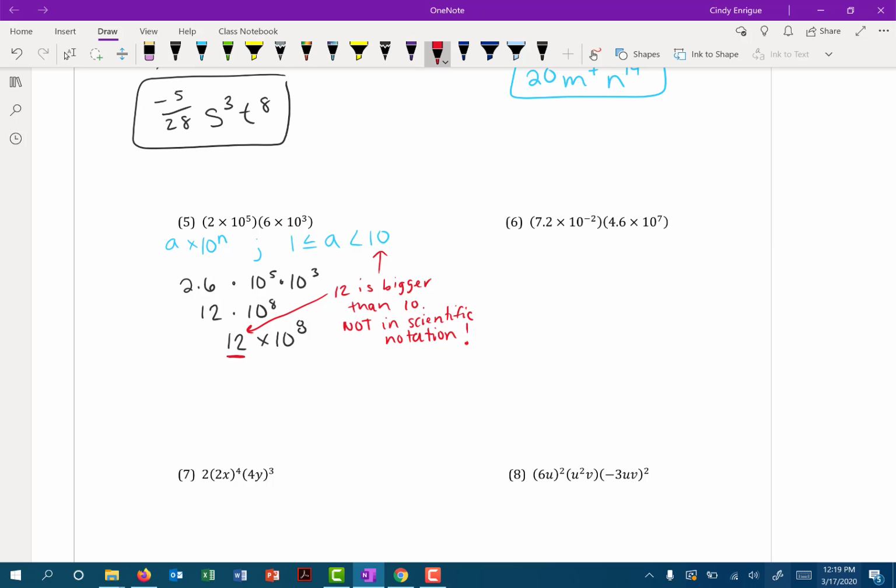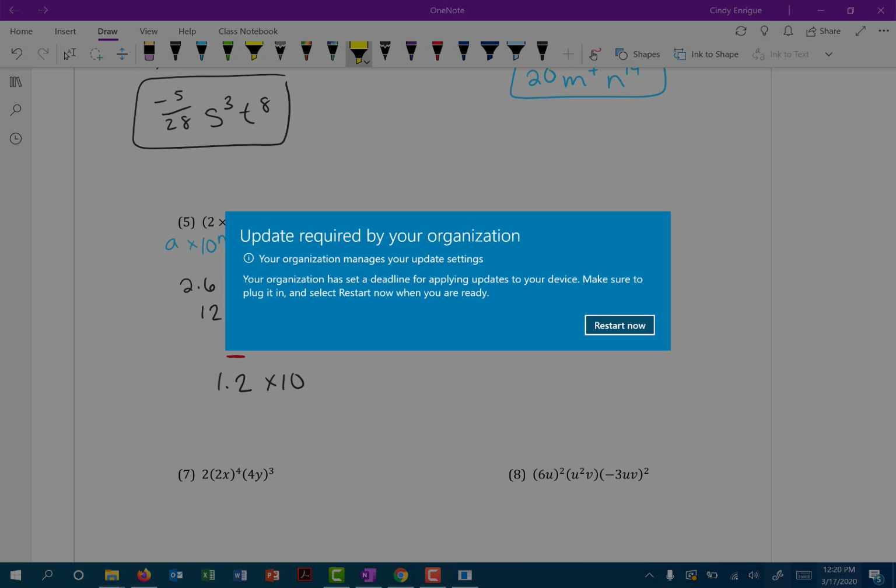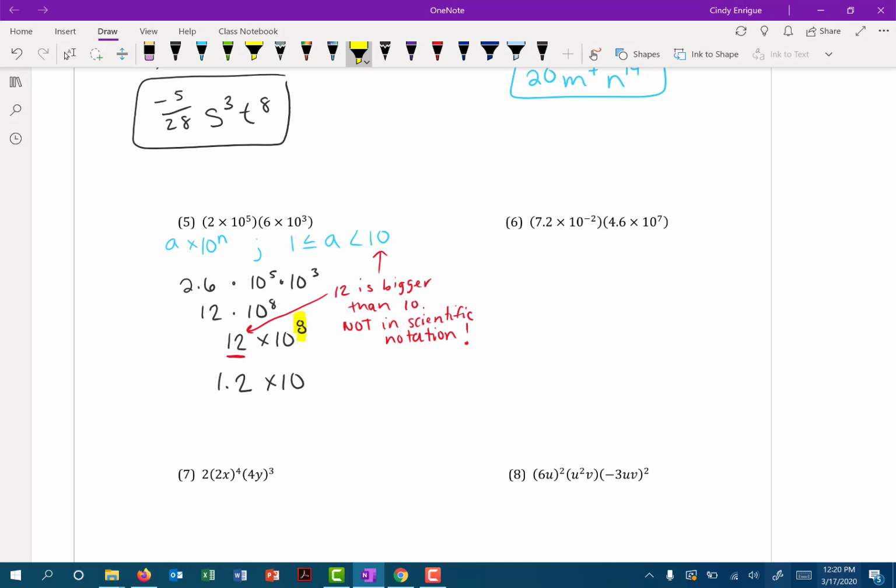So in order to do that, I need to say that this is going to be 1.2 times 10, and I have to adjust my exponent accordingly. So if I have 12, and I add another movement, then I'm going to add 1 to the exponent. So it's going to be 1.2 times 10 to the 9th.